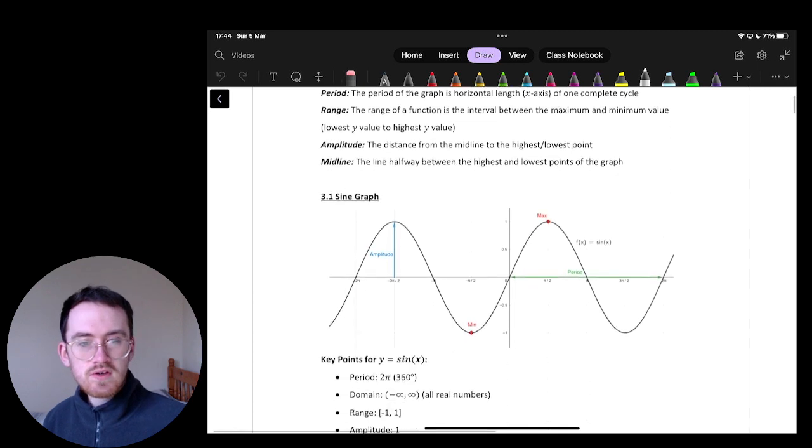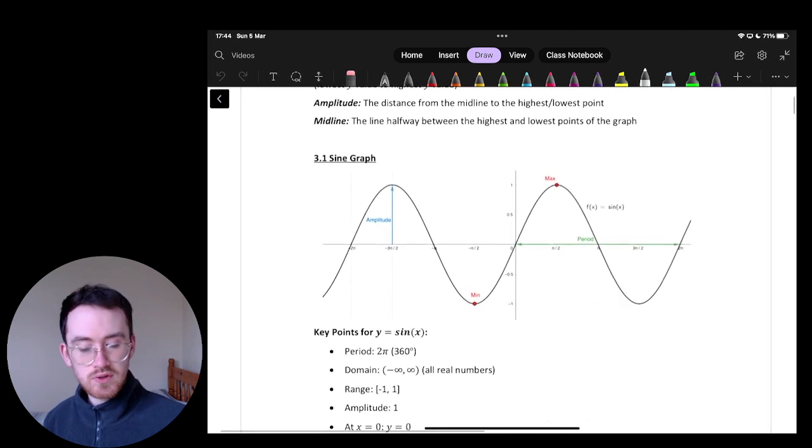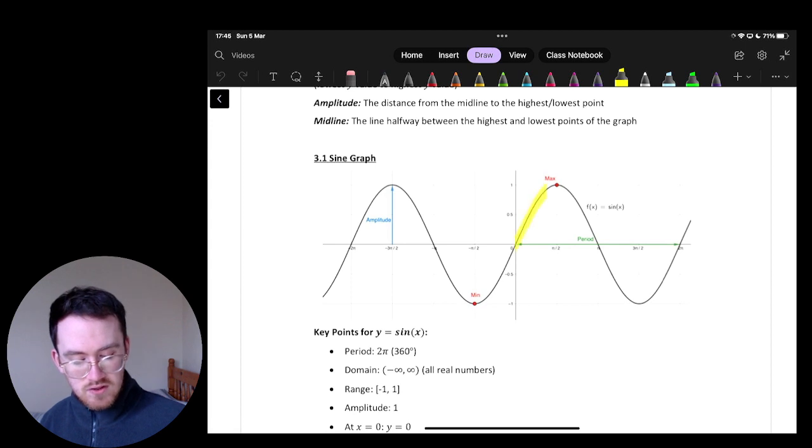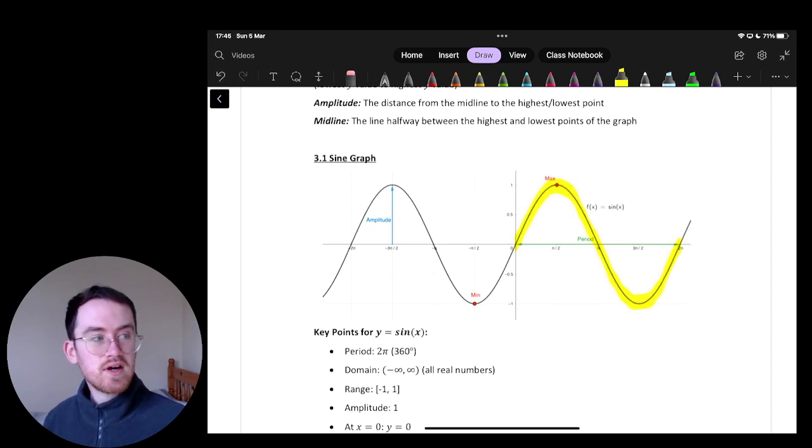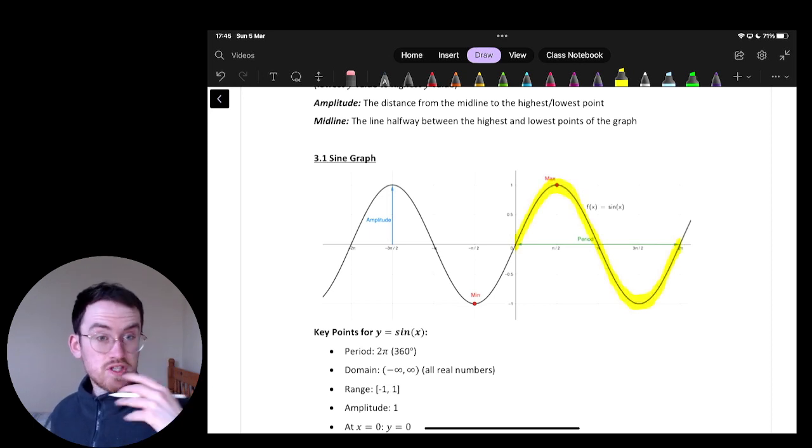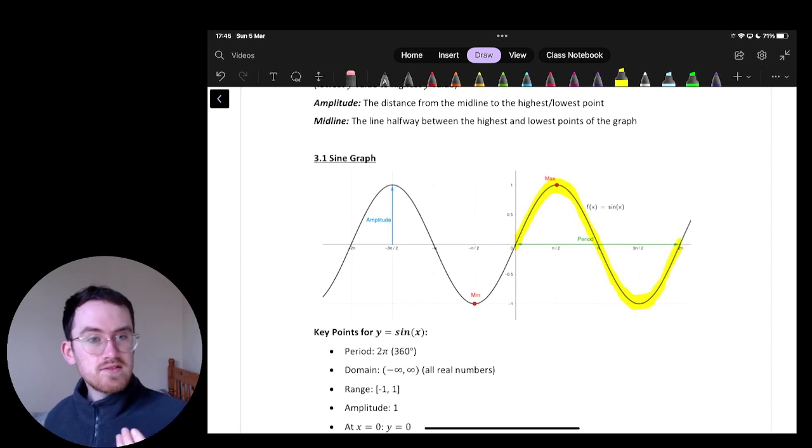Looking first of all at the sine graph, this is an example of what it looks like. And thinking about what we said about a cycle, one cycle of your sine graph is like this here, what I'm highlighting in yellow. So that is one cycle of your sine graph. If you're trying to spot a graph and you're given a cycle, you need to get familiar with what the cycle looks like for the different graphs.